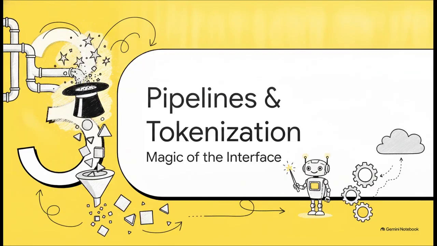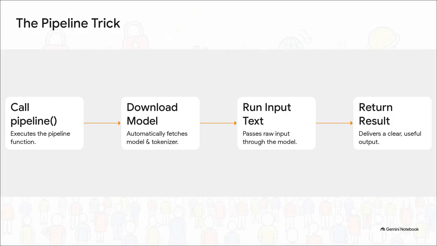Okay, Section 3, Pipelines and Tokenization Explained. This is really the magic trick of the interface. What's literally wild here is just how remarkably little code it takes to actually use these powerful models. Hugging Face uses this brilliant concept called a pipeline. Once you've got the library installed, just 3 simple lines of Python execute 4 complex steps. You just call the pipeline function, and right behind the scenes, it automatically downloads a highly suited pre-trained model. It then runs your raw input text directly through that model, and boom, it returns a clear, useful result. You can perform highly sophisticated tasks, like sentiment analysis, entirely behind the scenes, without writing any low-level neural network code.